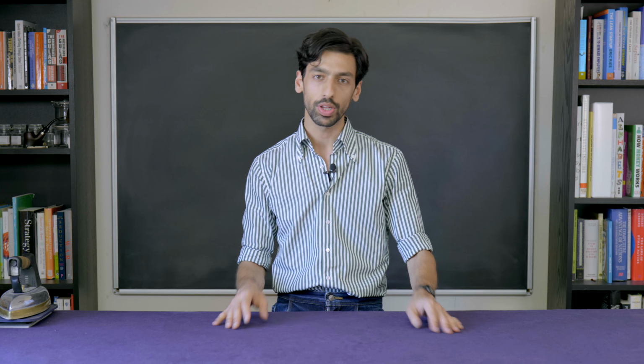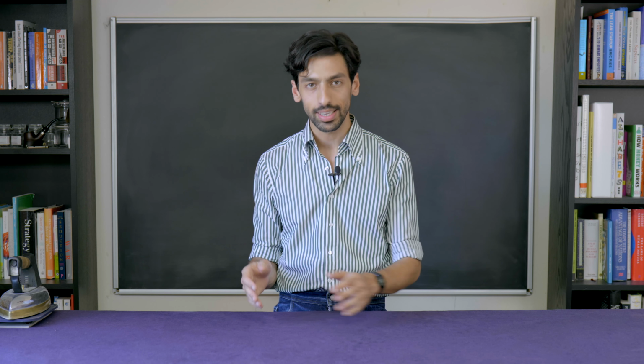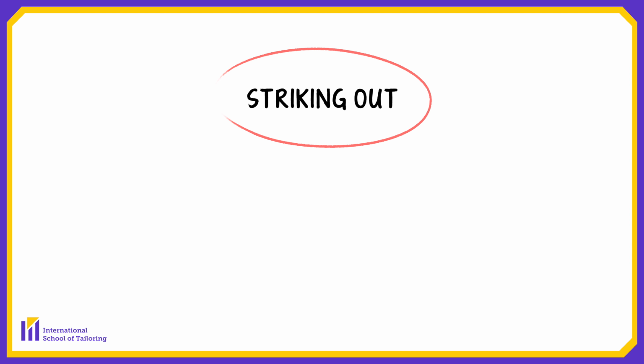In the previous lesson, we learned about construction lines and their relation to the weave of the fabric. So now that we know about weave and construction lines, it's time to learn the fundamentals of striking out. Now, if we look at our connection map, we'll see that striking out as a subject is connected to at least 4 other elements within the tailoring domain.